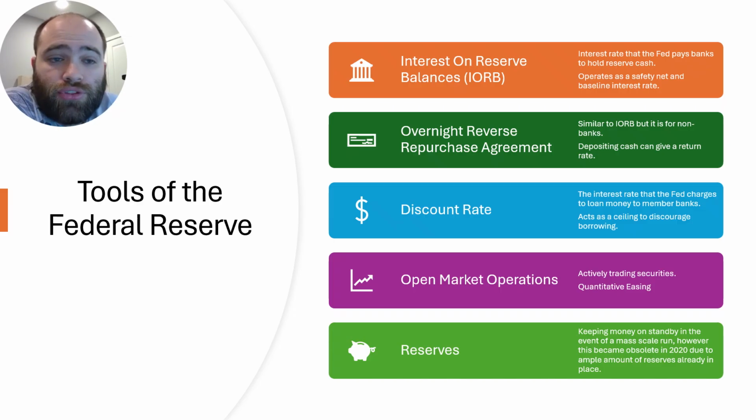And then we have reserves, which are backups to prevent bank runs and other things that can be addressed with liquidity issues. However, these have become sort of obsolete as we develop better tools and algorithms and ideas to combat those problems.